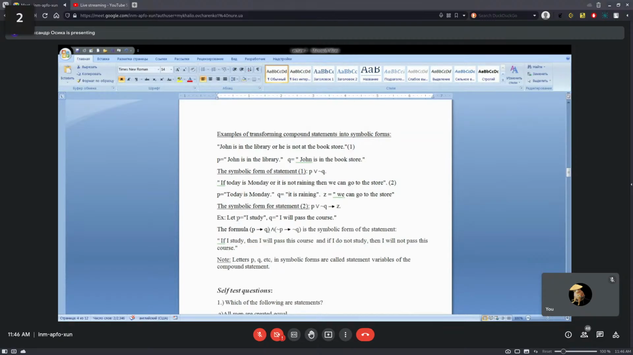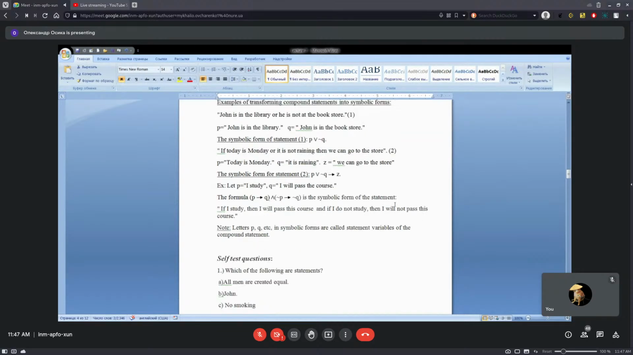Let P denote I study. Q denotes I will pass the course. Okay. The formula P implies Q and not P implies not Q is the symbolic form of the statement: If I study, then I will pass this course, and if I do not study, then I will not pass this course.